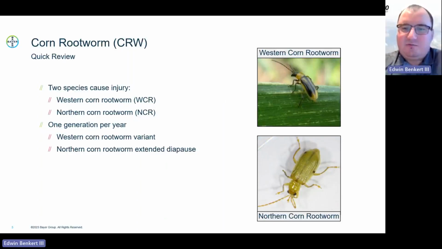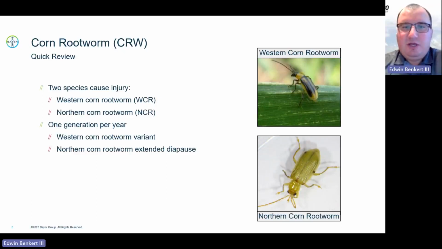They both overwinter as an egg before hatching in the spring to feed on corn roots in the soil as larvae, before pupating and then emerging from the soil as adults, kind of mid to late summer, before they lay their eggs back into the soil. So both species are very similar. Both species also only have one generation per year. Unlike some of our other pests like western bean cutworm or corn earworm, where we could see multiple generations per year, corn rootworm is only going to be one generation.